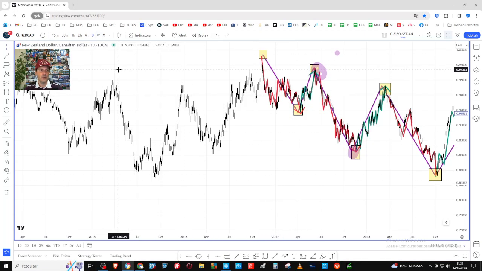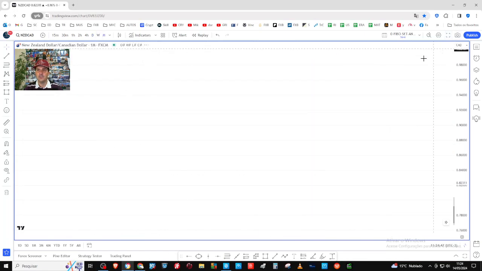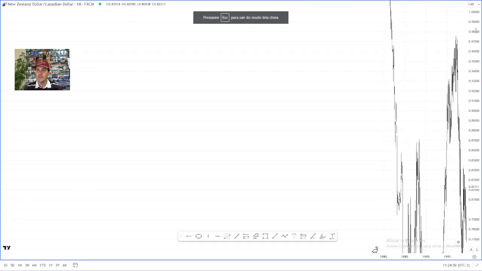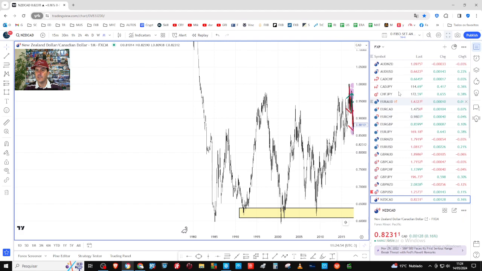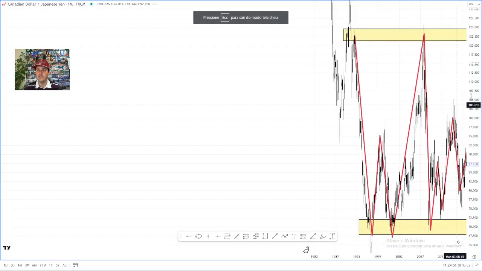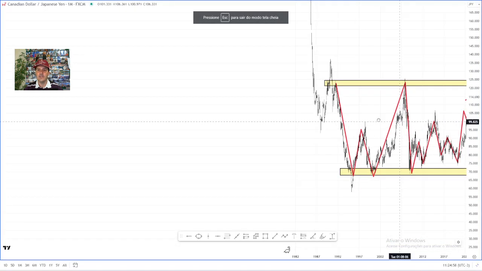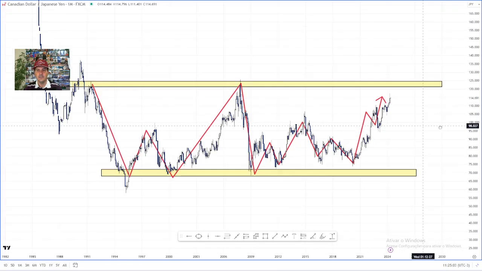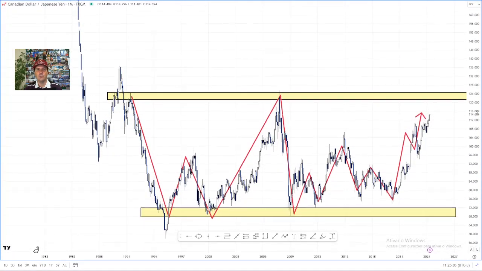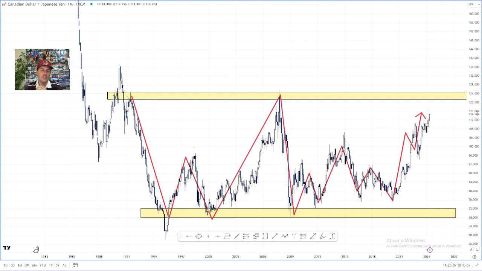So let's go. We are on the NZD monthly chart, and well, let's change it, right? Let's go to the CAD JPY monthly chart. Okay, I want you to learn those concepts. Those concepts work on all time frames and all currency pairs, right?